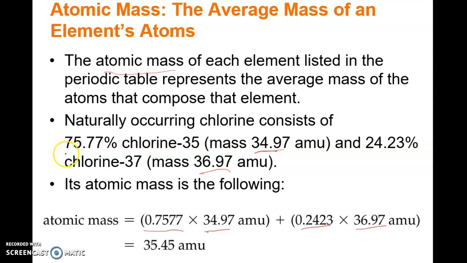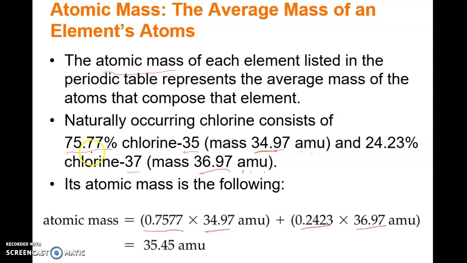So if we take chlorine for an example, naturally occurring chlorine consists of what you would naturally find: 75.77% of the chlorine you would find would be chlorine-35, which has a mass of 34.97 atomic mass units. And then the other 24.23% of chlorine you would find would be chlorine-37, which has a mass of 36.97 atomic mass units.